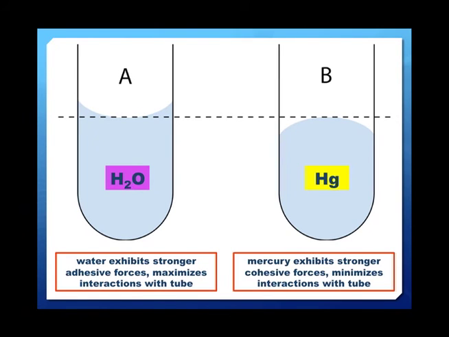If we try this again with mercury, it will look different. In mercury, the cohesive forces between the mercury atoms are stronger than the adhesive forces between the mercury and the glass. So mercury will form a convex meniscus, which is when the surface curves up like this. It will do this so as to minimize interactions with the glass, which in turn maximizes the interactions between the mercury atoms. This is why the mercury in a thermometer is curved in this manner.